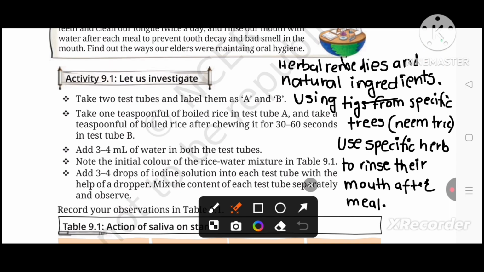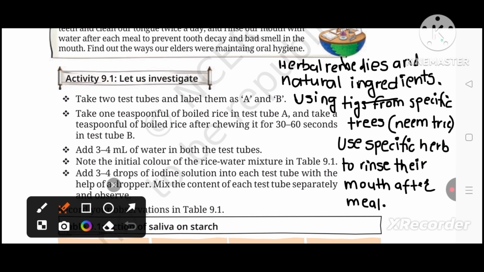I had written here the herbal remedies and natural ingredients. The second one is using the twigs from a specific tree such as the neem tree. Nowadays, in our town, we also use the twigs of the neem tree to brush our teeth. It is one of the effective medicines. They also use specific Ayurvedic herbs to freshen their mouth after the meal.